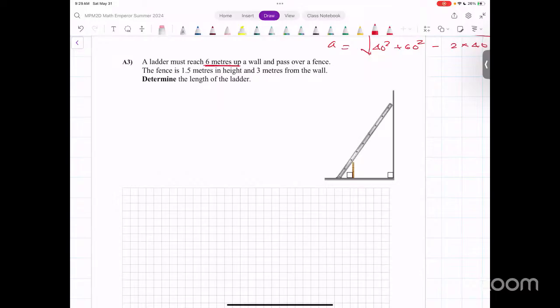The ladder must reach 6 meters up on the wall, passing over the fence. The fence is 1.5 meters in height and sits 3 meters from the wall. So you have to go 6 meters high, with the fence 1.5 meters high and 3 meters from the wall. The question is asking: determine the length of the ladder.